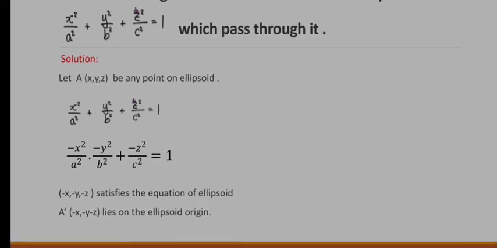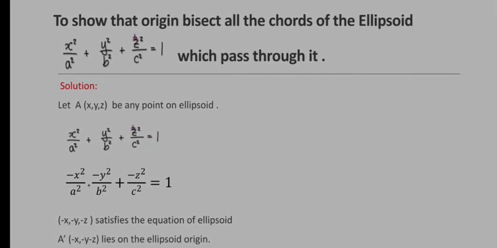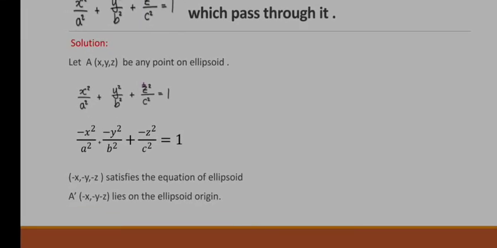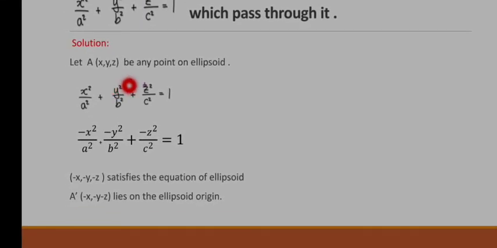Now to show that the origin bisects all chords of the ellipsoid through it, this standard equation passes through it. That means we can simply say that every straight line meets the surface in 2 points, and every plane section of the surface is a conic. Now the solution: let (x, y, z) be a point on the ellipsoid. So the standard equation of the ellipsoid is x²/a² + y²/b² + z²/c² = 1.